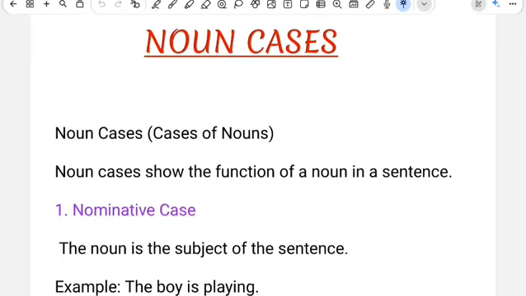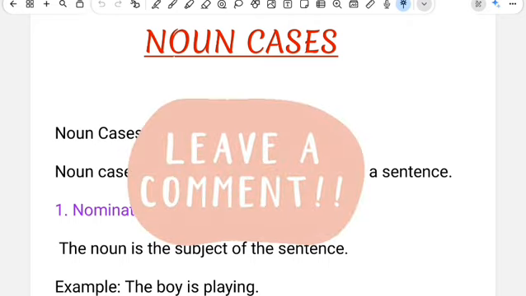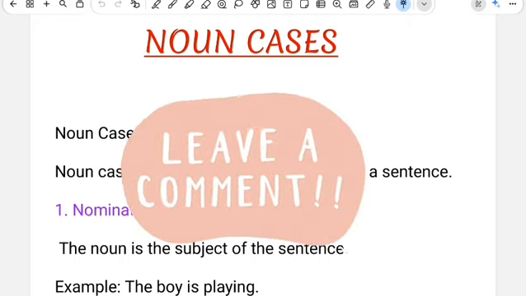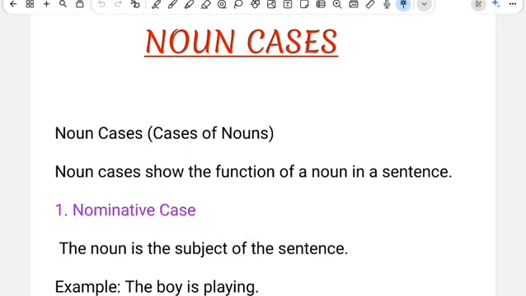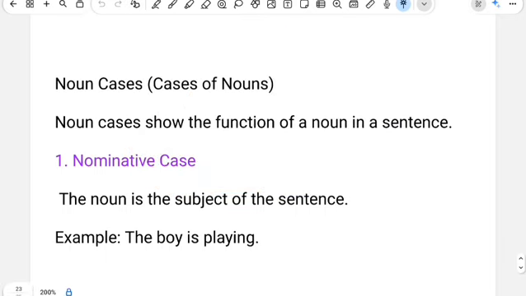So I am here with a new topic, that is noun cases. I hope you all know what nouns actually are. So I want you to comment down so that it will recap again. Okay, before doing noun cases, there are basically three types of cases in nouns. Without getting delayed, let's start.